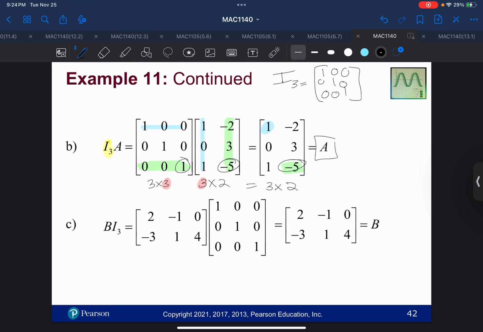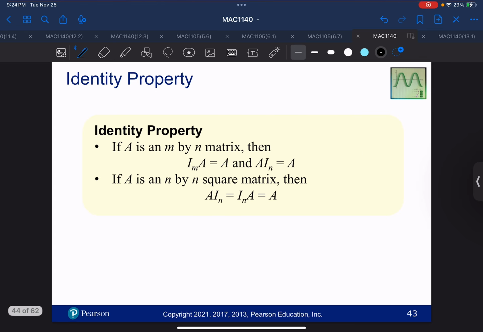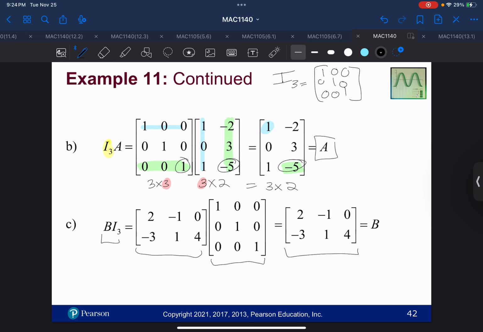Okay, and then you can look at the rest. B times I, here's B, here is the 3 by 3 identity. This will in fact give us back B. And that's it. I'm going to let you look at that one on your own.